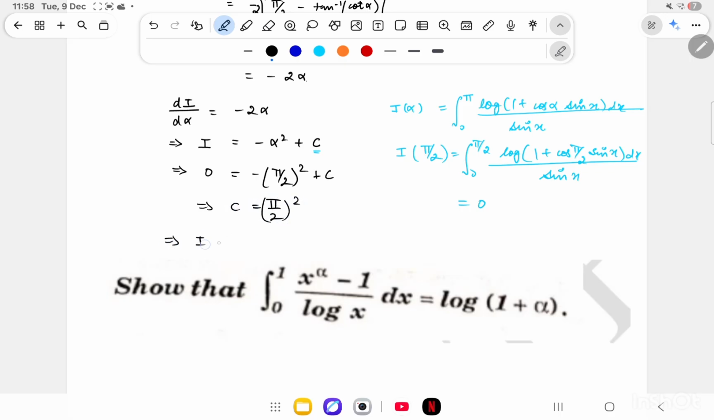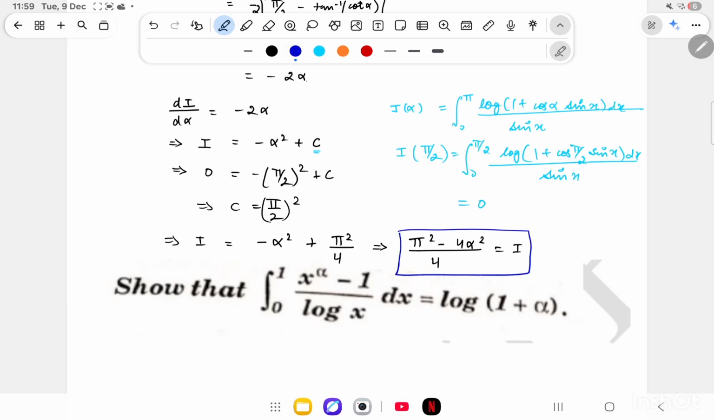So this basically gives me I as minus alpha square plus pi square by 4. So that simplifies to (pi square minus 4 alpha square) divided by 4. So I got my value of I as this, and that's what we were supposed to show in the question. So this completes our second question. So let's move on to discuss the third question.